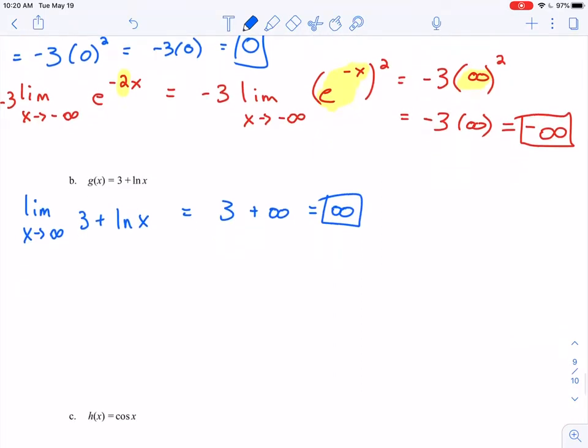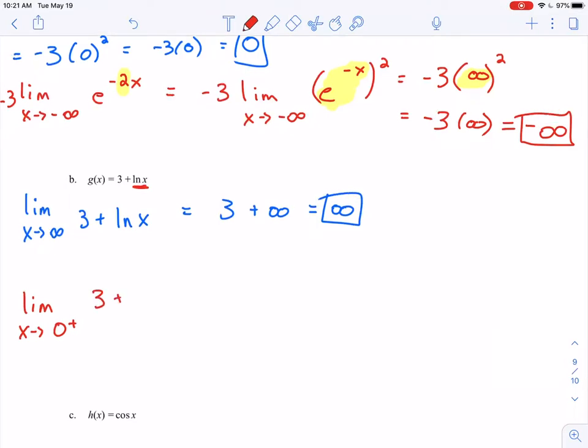If I want to talk about the left-hand end behavior, just be very careful here. Remember, we have a logarithmic function here. We have a natural log here, so that means it doesn't make sense for me to say limit as x approaches negative infinity, because those negative values are not in the domain of this particular function. I have to say limit as x approaches 0 from the right-hand side, because that is the left end of my function. That's as far to the left as I can go on this function.